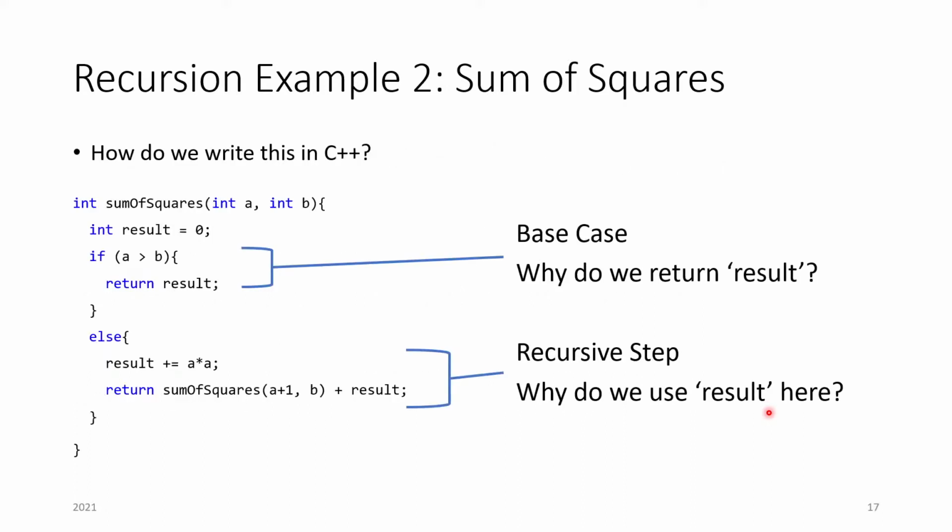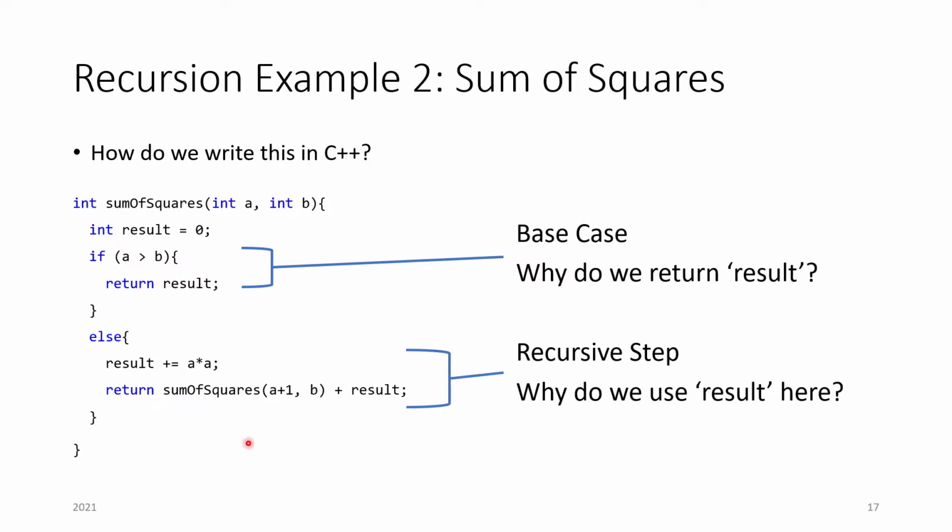So in writing this in C++, we need to make sure that once a is greater than b, we return our result as anticipated. This will be our base case, because we don't want a going greater than b, since a needs to be less than or equal to b as specified in our formula. Once a goes greater than b, we return that result immediately and don't do any further calculation.